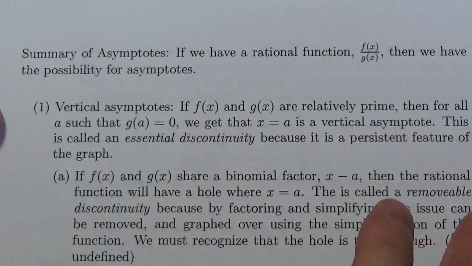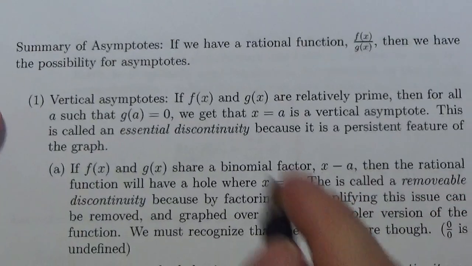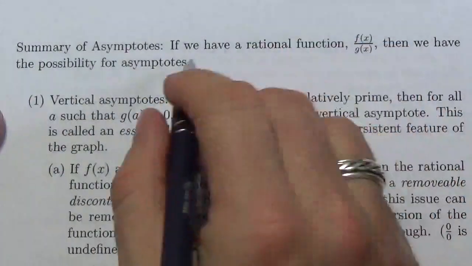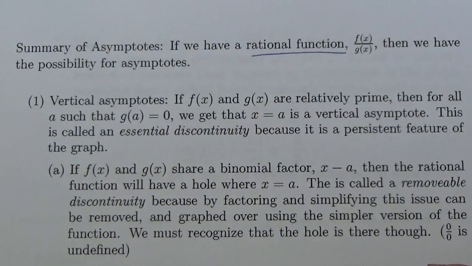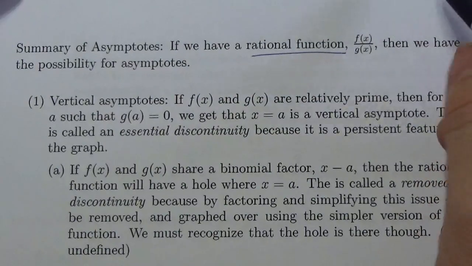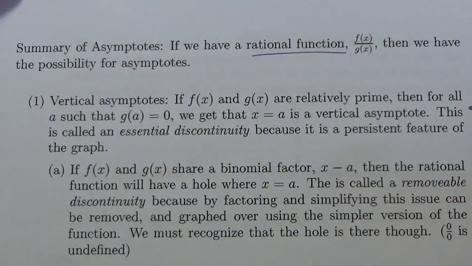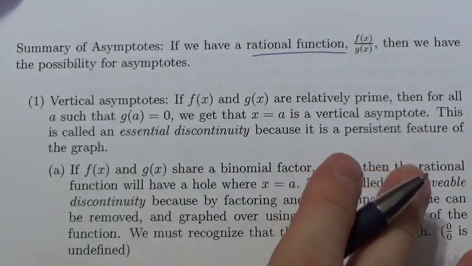Okay, so let's summarize really quickly what we've just looked at. Summary of asymptotes. If we have a rational function, and it's important that we state that because asymptotes really don't occur if you don't have a rational function. So it's got to be a function that's f of x divided by g of x. Then we have the possibility for asymptotes.